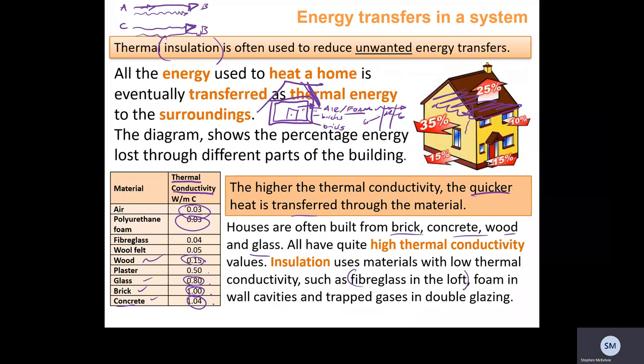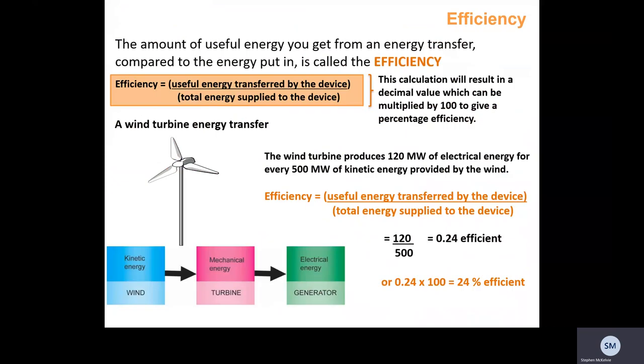Now, we do all this so that we can save the amount of energy that's in our house and reduce the amount of energy that's being wasted. And the term that we use for this is efficiency. So the term efficiency is referring to the amount of useful energy that you get from an energy transfer compared to the energy going in. So here's your equation. It will result in a decimal value. If you multiply it by 100, you'll get a percentage.